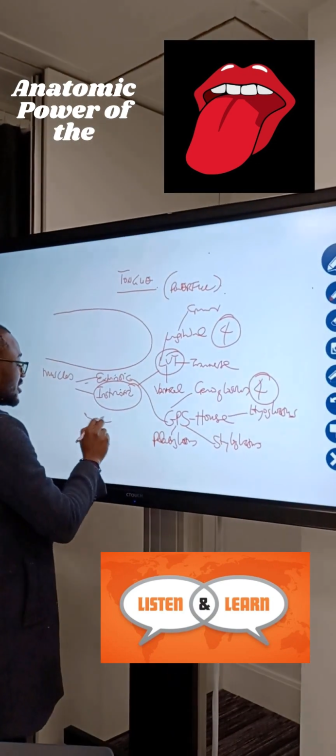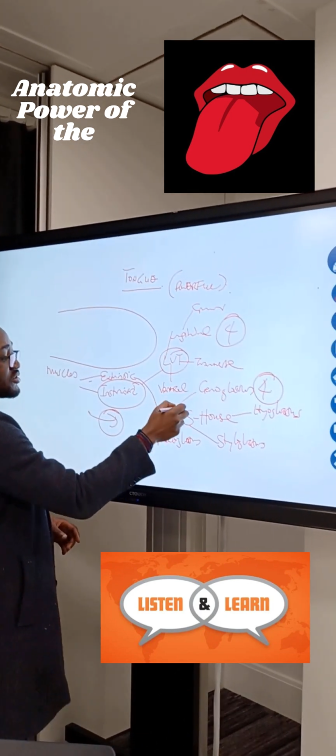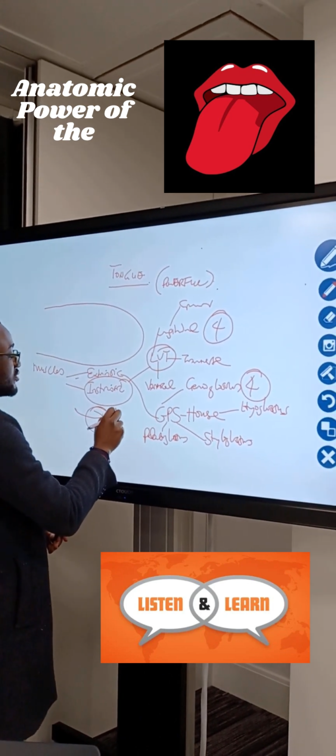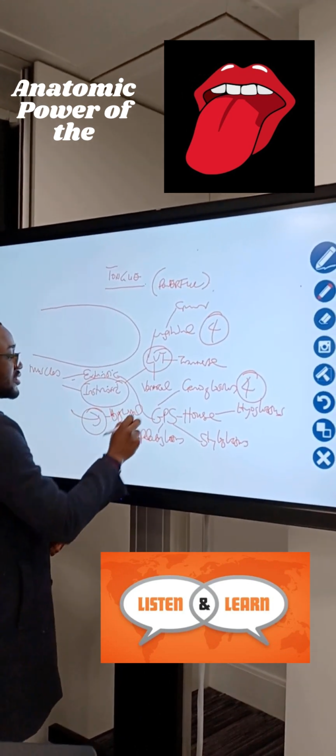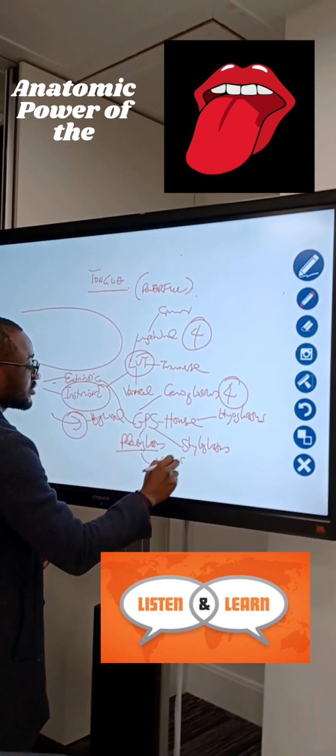The other interesting thing is all of the extrinsic muscles are supplied by the hypoglossal nerve, except P, palatoglossus, which is supplied by the vagus nerve.